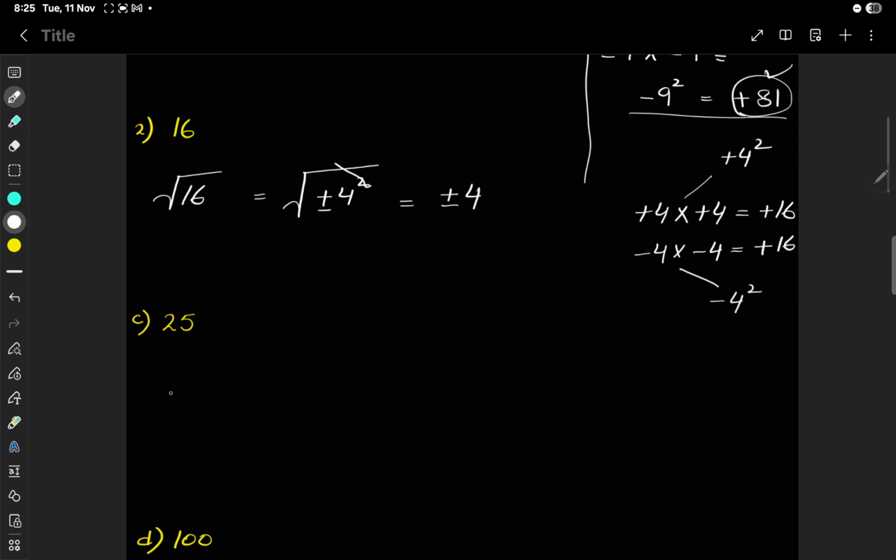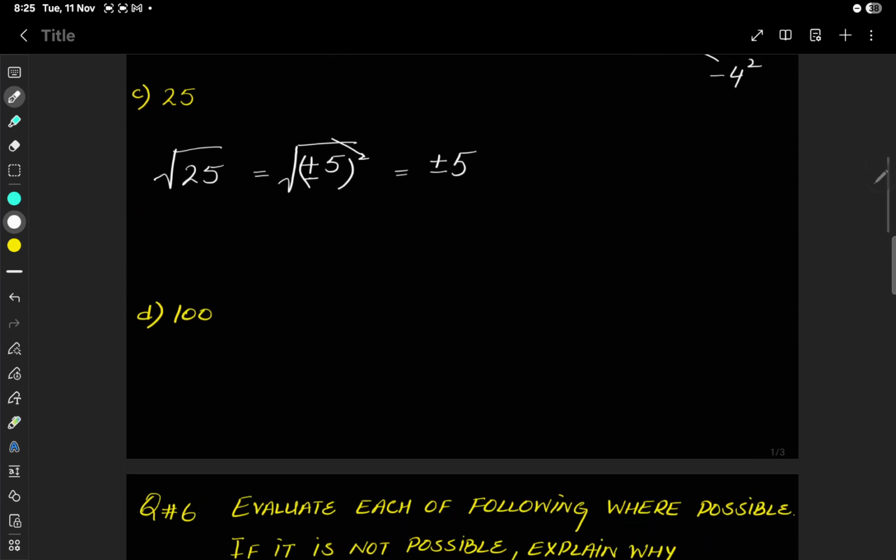Right? In this case we are going to find out the square root of 25. So yes, it can be plus 5 square or minus 5 square, right? And when square root eats the square, the answer will be plus or minus 5. Now move on to the next one. This time we are going to find out the square root of 100, and the answer can be plus 10 or minus 10, because 100 is 10 square, plus and minus 10 square, and square root will remove the square and the answer will be plus or minus 10.